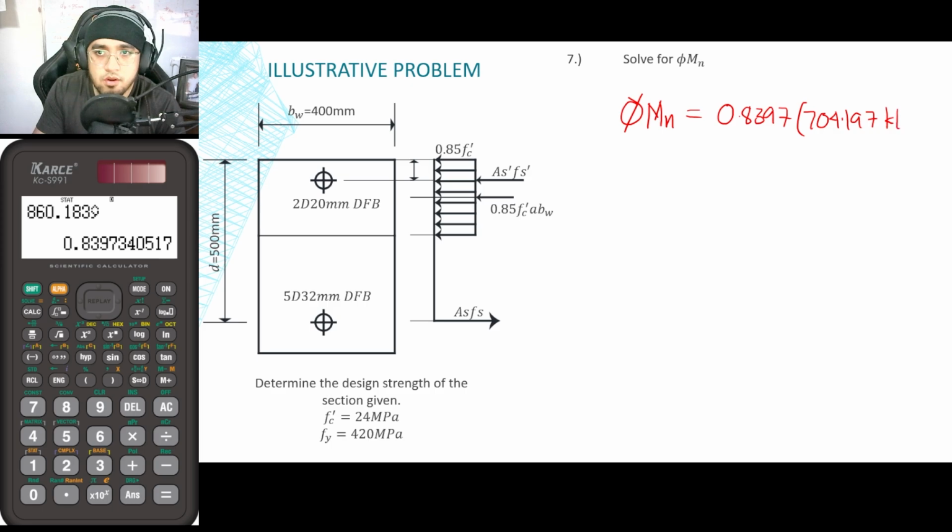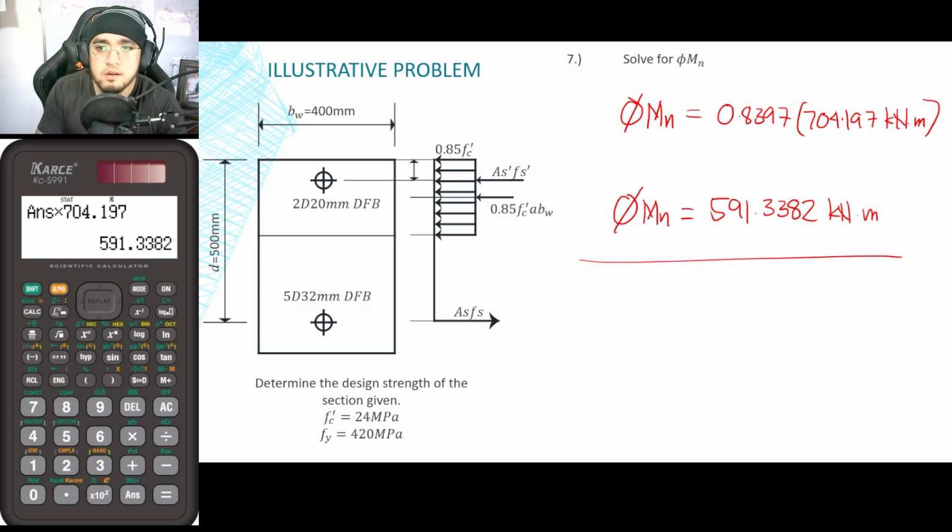704.197 kilonewton meter. So from that, the design strength of our concrete is now equal to, so just multiply this by 704.197. So our value for PMN is 591.338 kilonewton meter. So that is now our final answer for this particular problem.